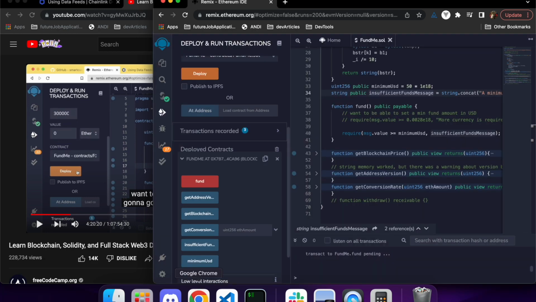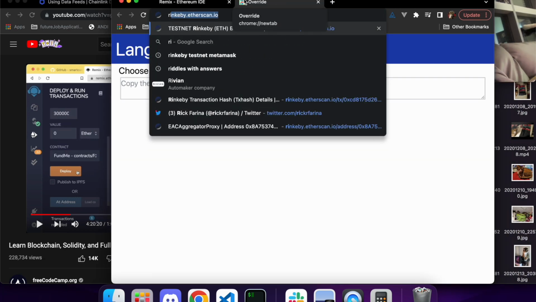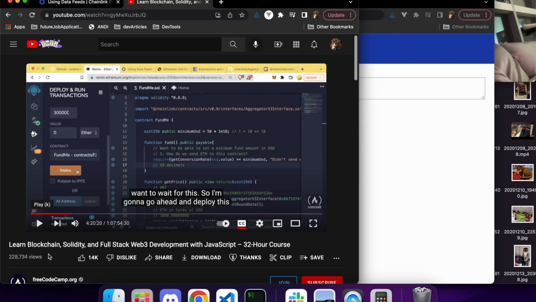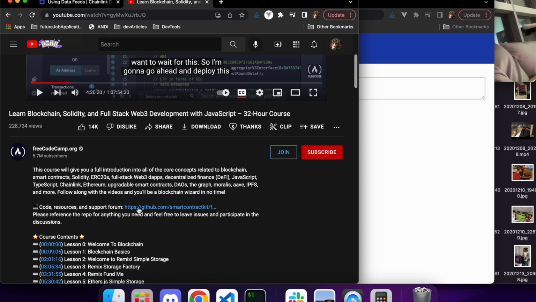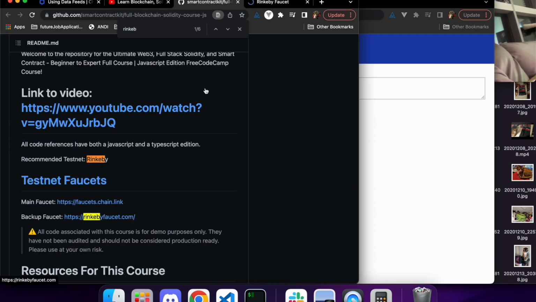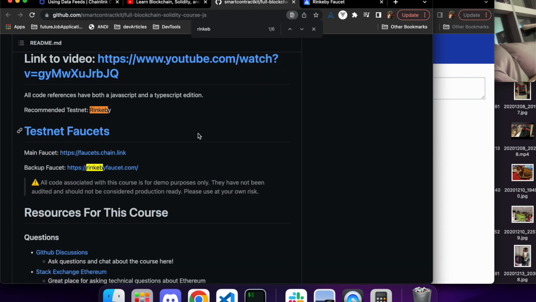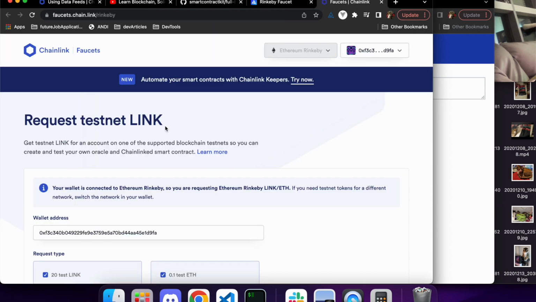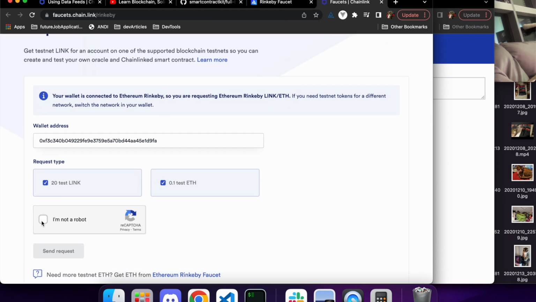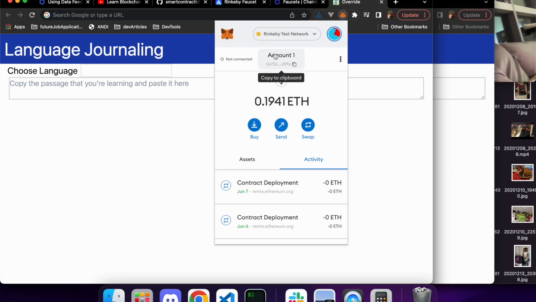Okay, so it looks like I need to go to the Rinkeby testnet. Let's go find the show more, it's GitHub. The Rinkeby faucet. This is the backup. I am not a robot. It is also my MetaMask 2FA.